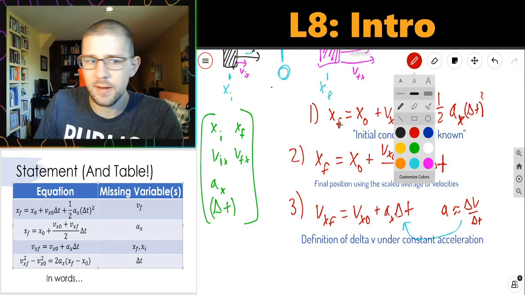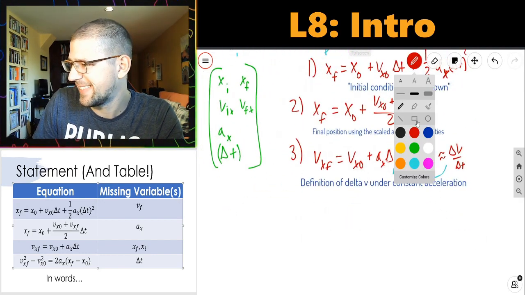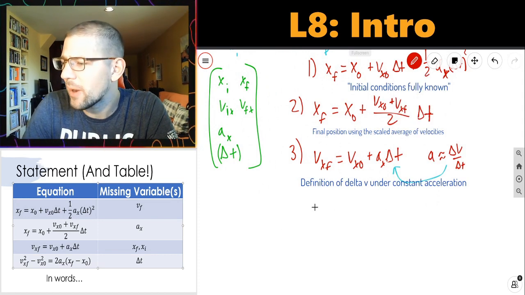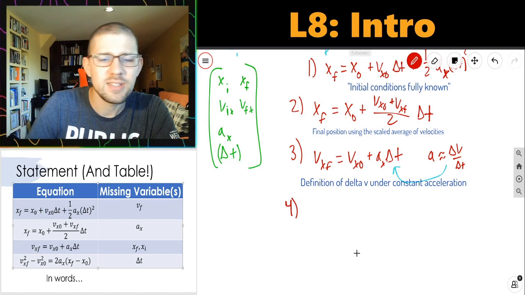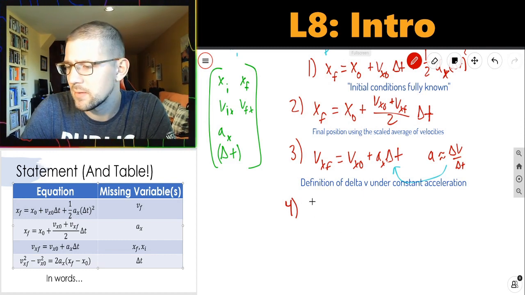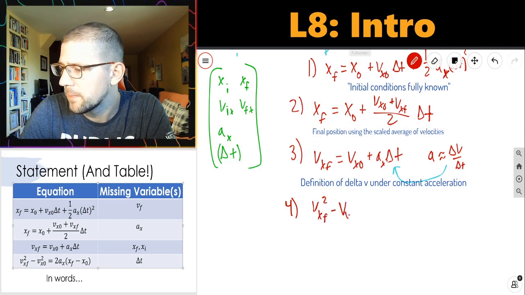Okay, and the fourth one is what I call the trickster. So the fourth one is not intuitive at all. And in the next video, I'll talk a little bit about how you get there, but I don't know that I want to spend a ton of time deriving it. So the fourth one relates to squares of velocities. So it tells me about the final velocity and the initial velocity.